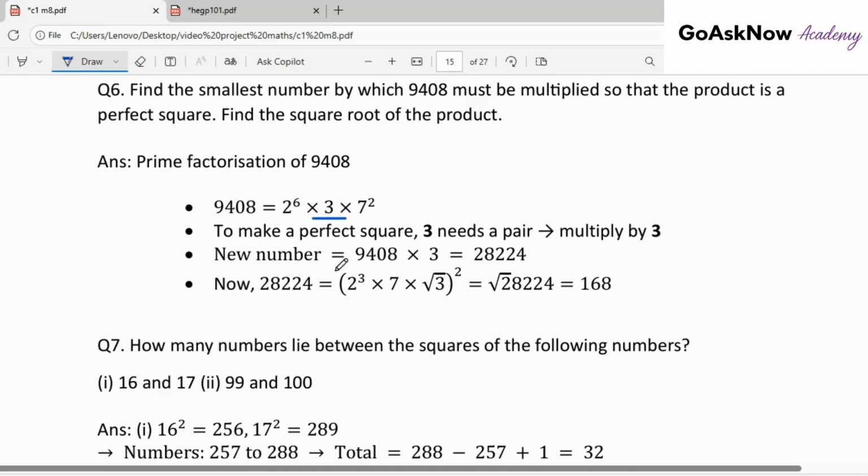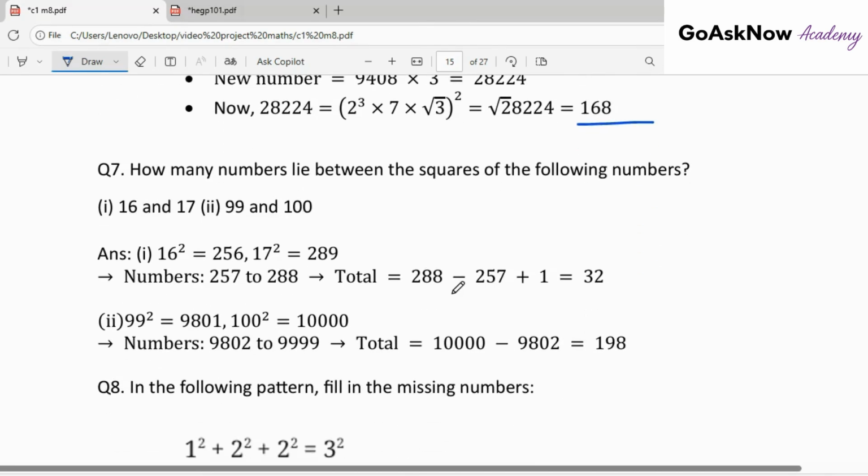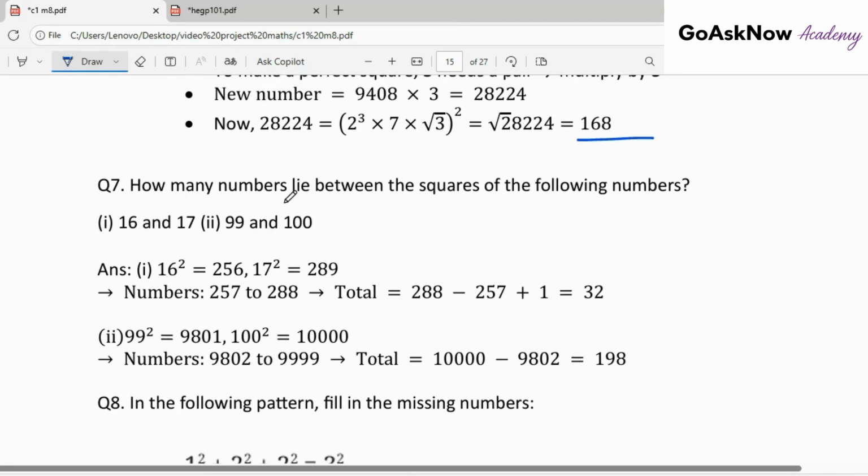Multiply by 3. The new number is 9408 into 3, which is equal to 28,224. Now 28,224 is equal to (2 power 3 into 7 into 3) whole squared, so the square root of 28,224 is equal to 168. The answer is 168.